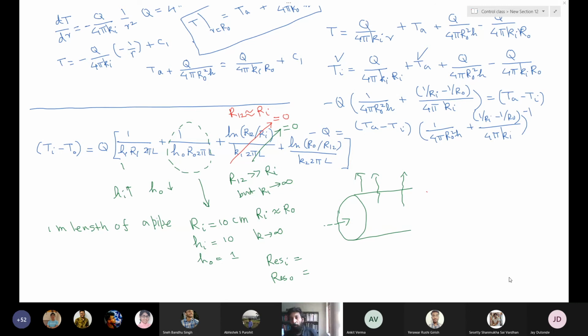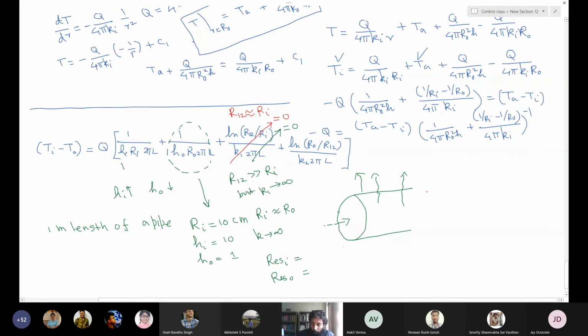Yes, correct. 0.159 and 0.00159. So inside resistance will be low. So inside resistance will be 0.159. Inside is 0.159 and outside is 1.59.